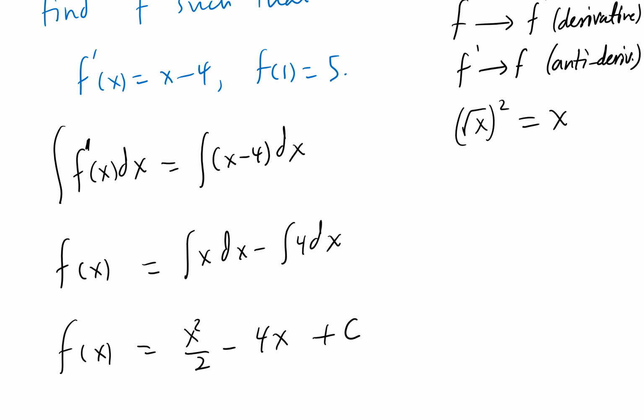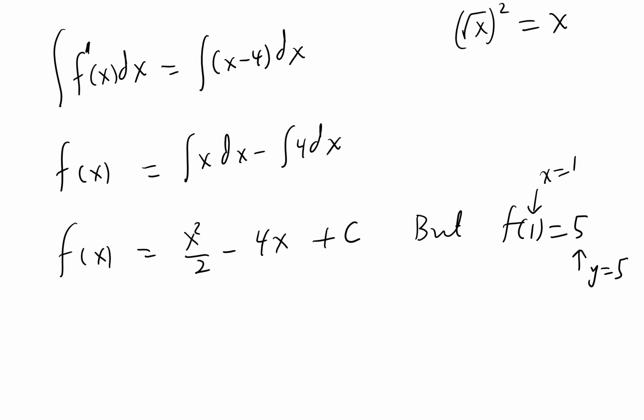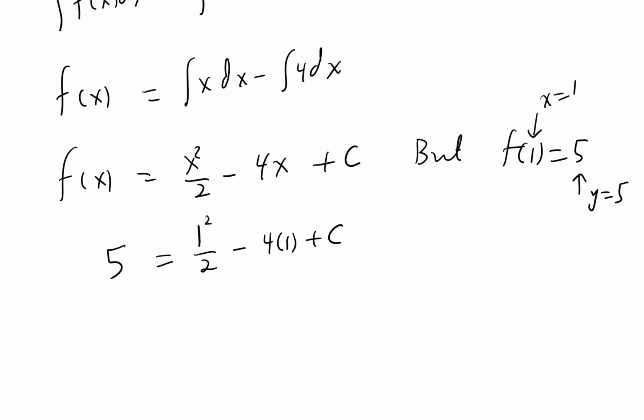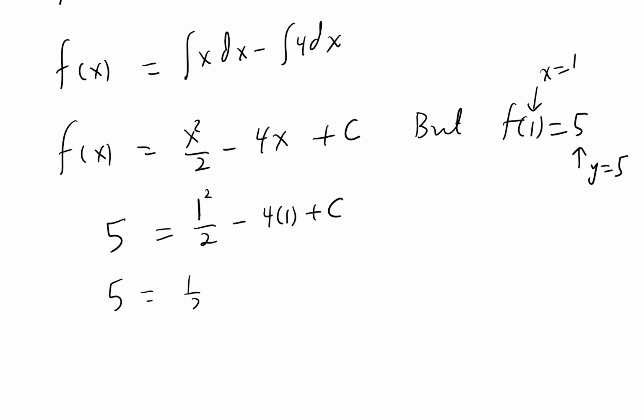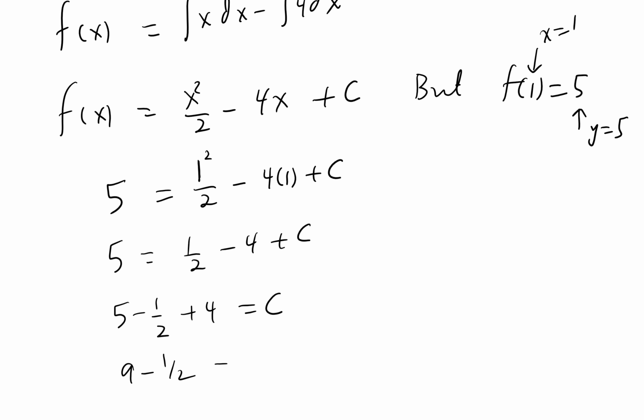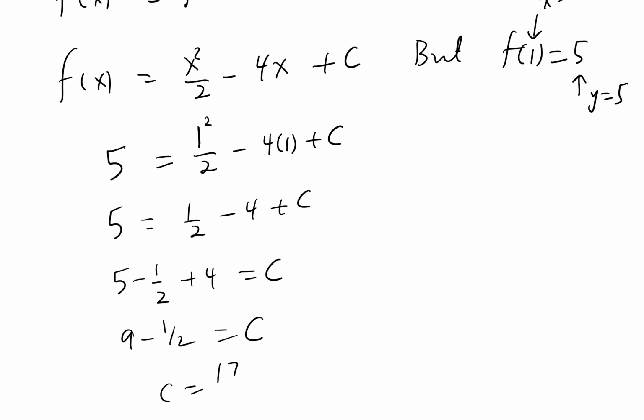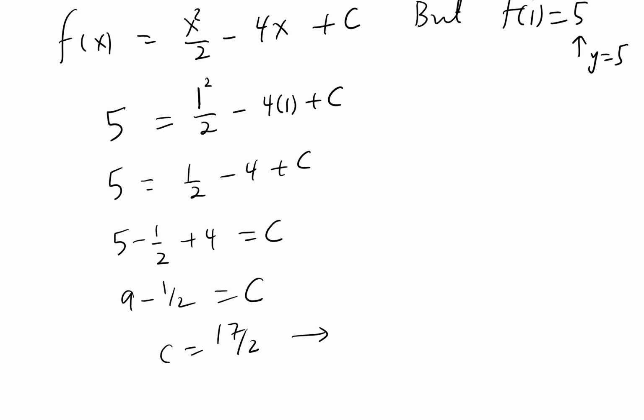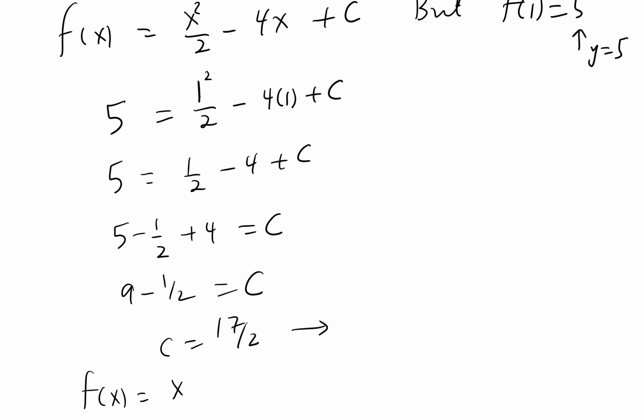But notice something, they give us a condition. F of 1 is 5. This means when x is 1, y is 5. So substitute x equals 1 and set this equal to 5. That will help us find the c value. 1/2 minus 4 plus c. Subtract 1/2 and add 4 to get c by itself. That's 9 minus 1/2. So c is 17 halves. Then I can go back to the equation on the top of this page and replace the c value with 17 halves.